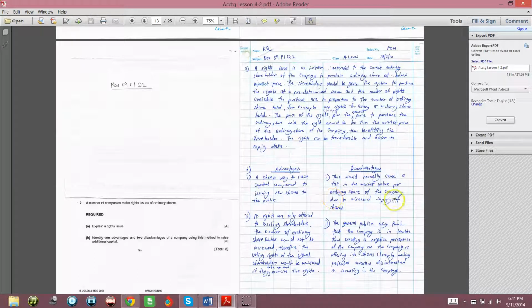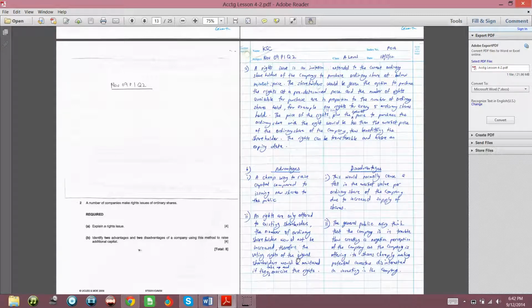Okay, disadvantage. Wait, we go through the advantage also. As rights issues are only offered to the existing shareholders, the number of ordinary shareholders would not be increased. Therefore, the voting rights of the original shareholders will be maintained if they take up the rights. Some students can even write better than me.